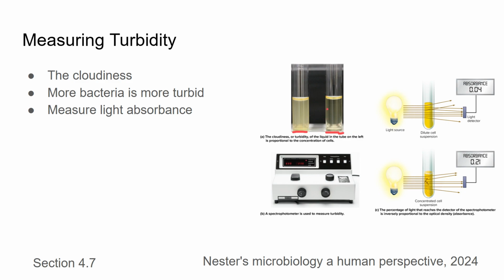Well, for scientists, saying more cloudy, less cloudy, not the greatest. What we want to do is get a real measurement. So what we're going to do is take a spectrophotometer and shine a light through the diluted cell suspension, or through the cell suspension, and the light detector on the other side will measure the absorbance. You can get a higher absorbance, telling you that there are more cells in there causing the light to be absorbed or bounced off. If there's a low absorbance, that means there are fewer bacteria.